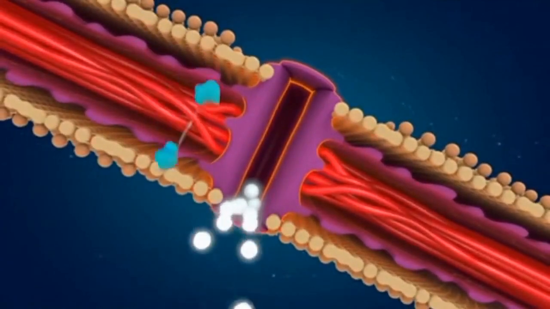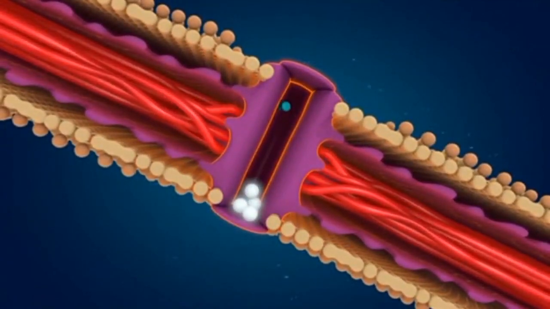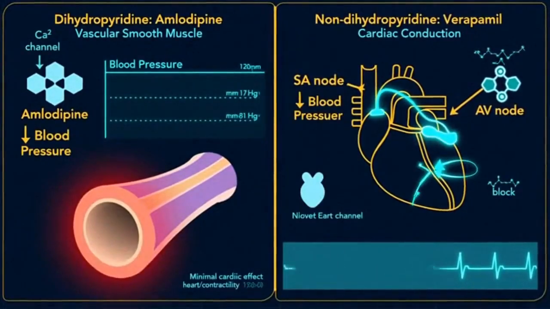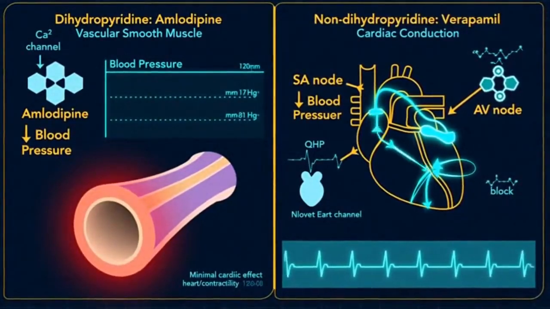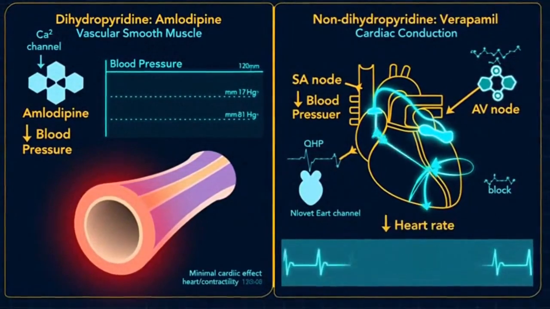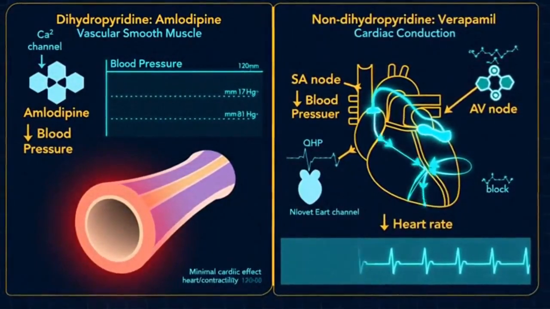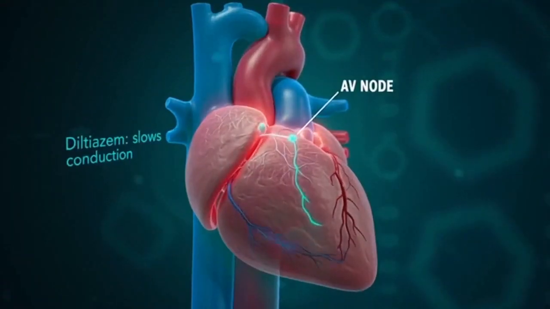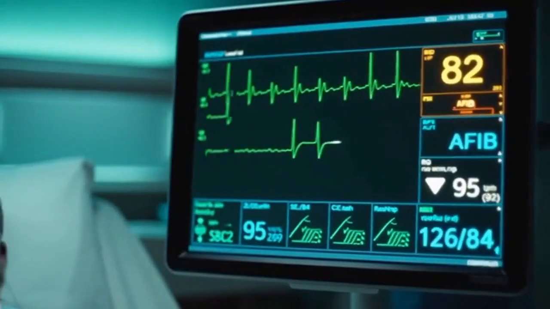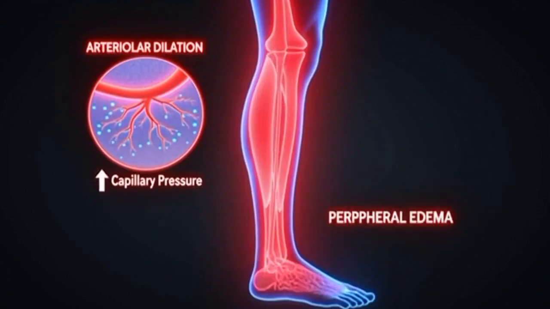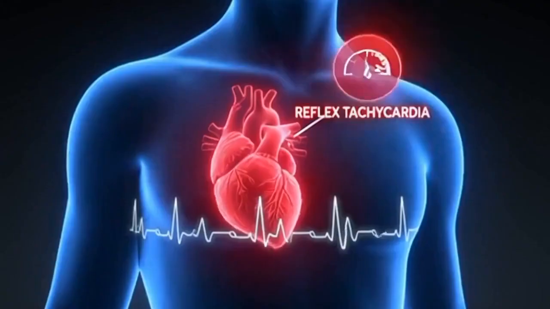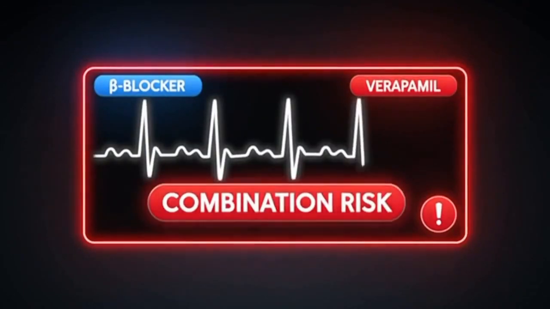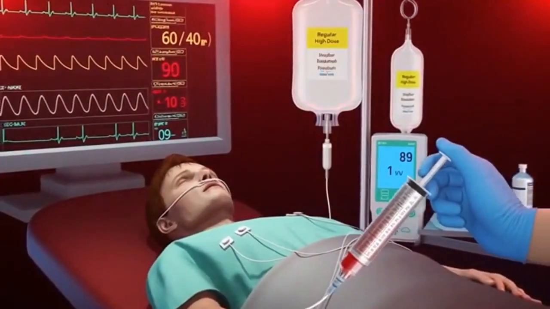Non-dihydropyridines include verapamil and diltiazem. These bind to both vascular and cardiac L-type channels, with significant cardiac effect. They slow SA node automaticity, slow AV nodal conduction, and reduce myocardial contractility. Their rate-slowing effect makes them invaluable for rate control in atrial fibrillation and flutter. Verapamil is the most cardioselective, with maximum negative chronotropy and inotropy. Diltiazem sits between verapamil and the dihydropyridines.